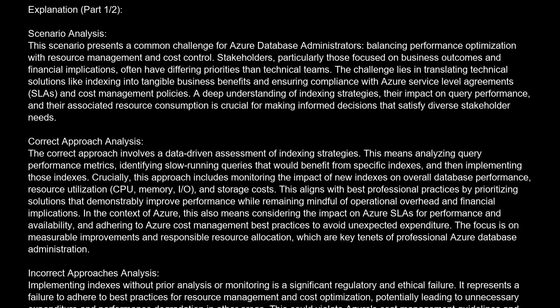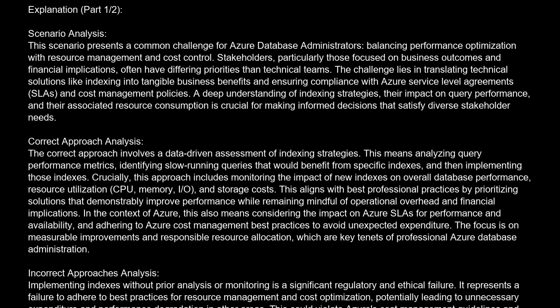Incorrect approaches analysis. Implementing indexes without prior analysis or monitoring is a significant regulatory and ethical failure. It represents a failure to adhere to best practices for resource management and cost optimization, potentially leading to unnecessary expenditure and performance degradation in other areas. This could violate Azure's cost management guidelines and potentially impact the ability to meet performance SLAs if resource contention increases.